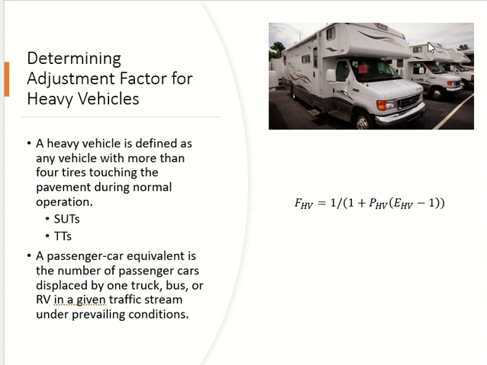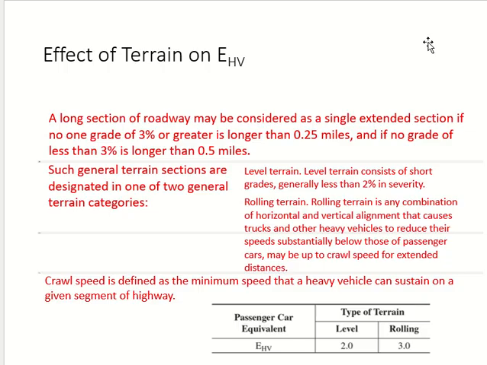This is the equation for the factor for heavy vehicle. Okay, I need percentage of heavy vehicle, which is given as 2%. I need EHV, which is the equivalency factor according to terrain. Terrain is rolling, right? Okay, for rolling terrain, the factor is 3.